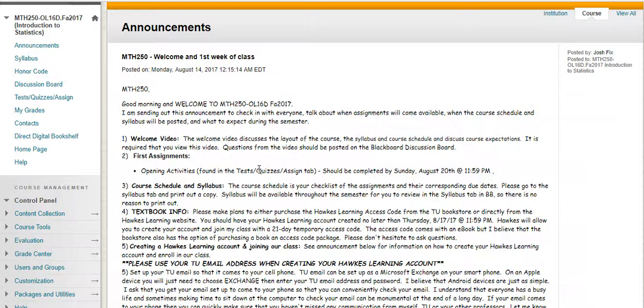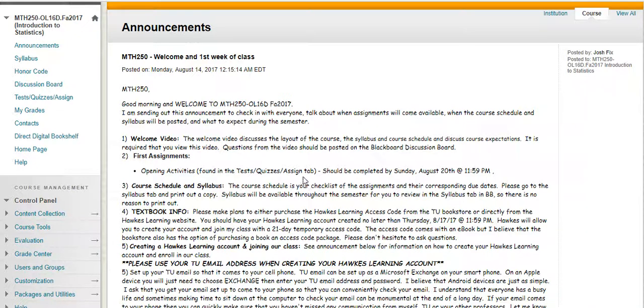Your first assignments are to go into the opening activities tab. Go into the test, quiz, and assignment tab, here on the left, and complete the opening activities. Those should be completed by Sunday, August 20th. For all of our work, I've played around with this, but for now I'm going to stick with work being due on Sunday evening at midnight or 11:59.